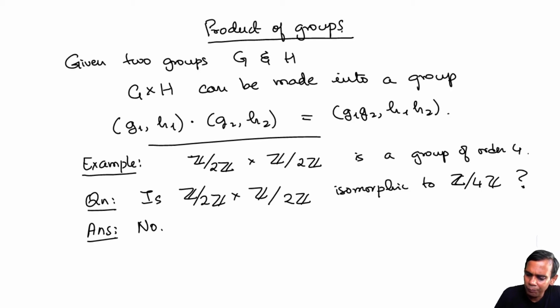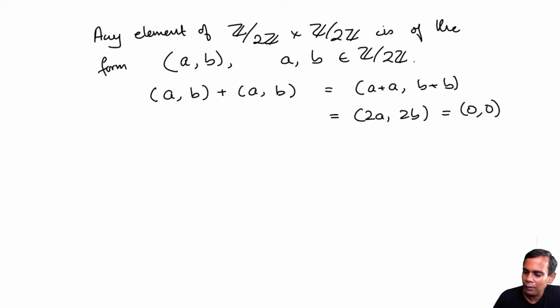So when I defined the product of two groups, I didn't tell you what its identity element is. It turns out that the identity element of G cross H is the identity element of G cross the identity element of H. You can check that this works when you check that G cross H, as defined here, satisfies the axioms for a group. So what we have is that every element of Z mod 2 cross Z mod 2, when added to itself, gives 0.